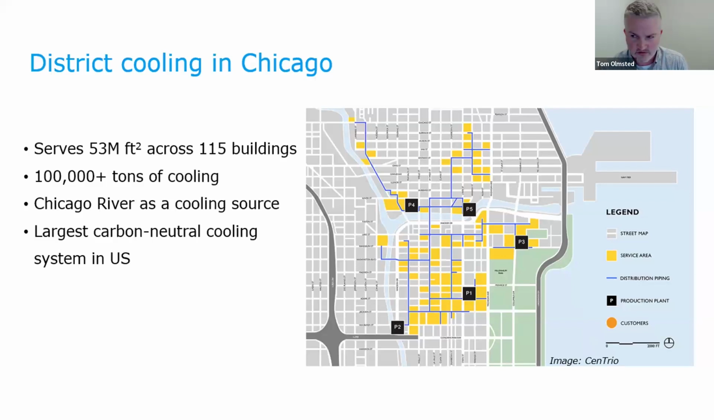It's already here. I think the system's been operating since the 90s, entirely powered by renewable electric supply. It claims to be the largest carbon neutral cooling system in the US. Also, UIC operates a combined heat and power plant that's distributed to the medical district there. There are other examples where this is used and well established in the region.